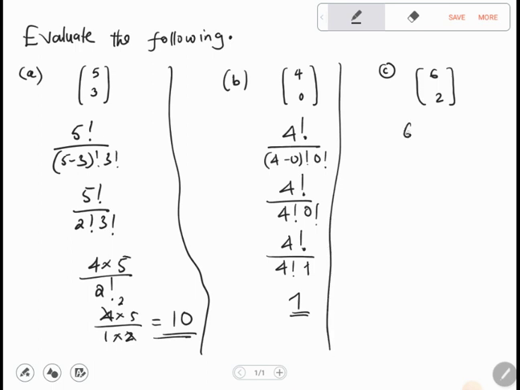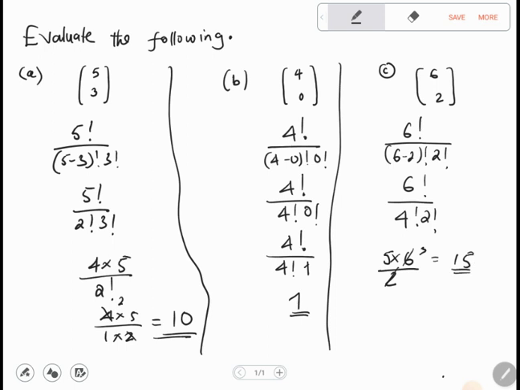Next is 6 and 2. So this will be 6 factorial, you divide by 6 minus 2 factorial, then 2 factorial. This gives us 6 factorial over 4 factorial times 2 factorial. If I evaluate this using the same method that I showed you here, I'm going to remain with 5 times 6 here on top, 4, 3, 2, 1 will disappear. Then I'll remain with 2 factorial, which is just 2. And 2 into 6 there is 3. And 3 times 5, you get 15. So this is how I'm supposed to answer these questions.